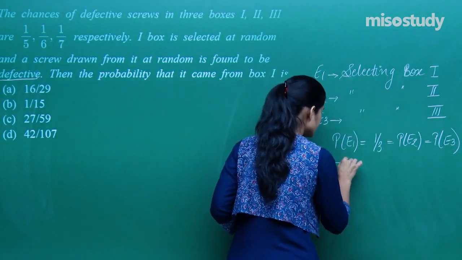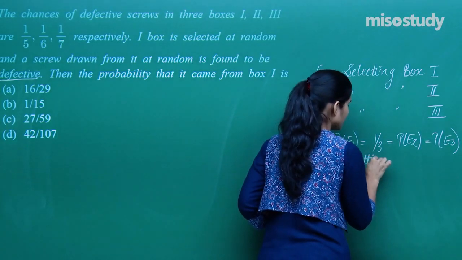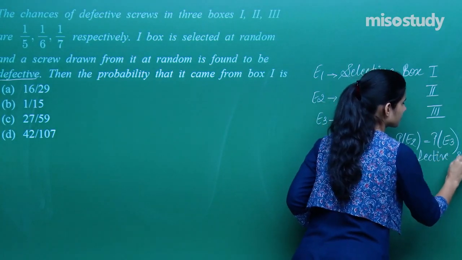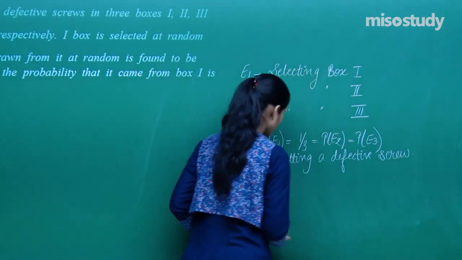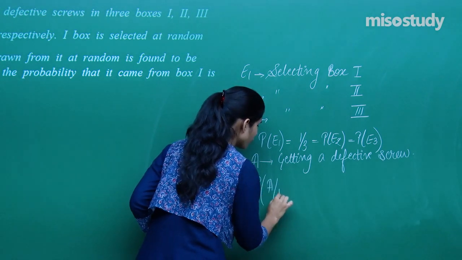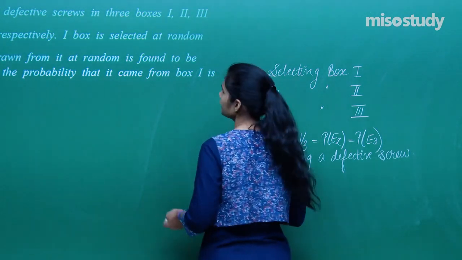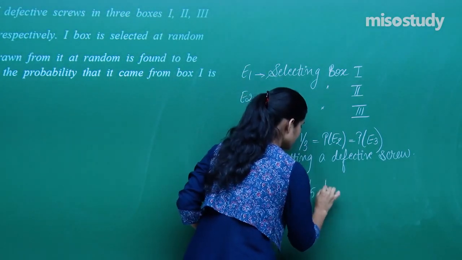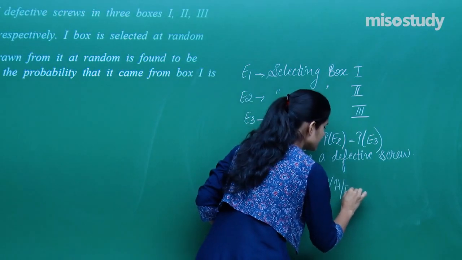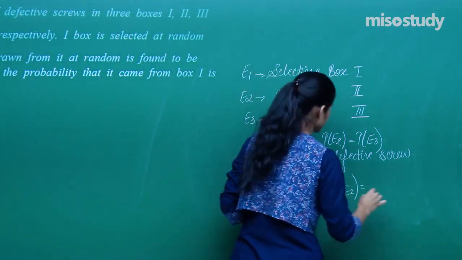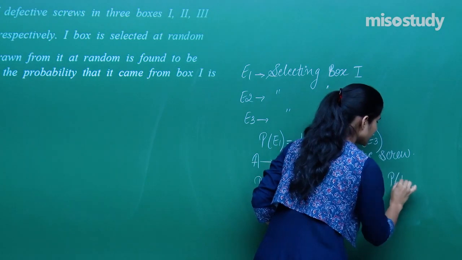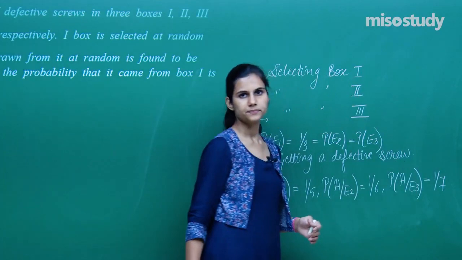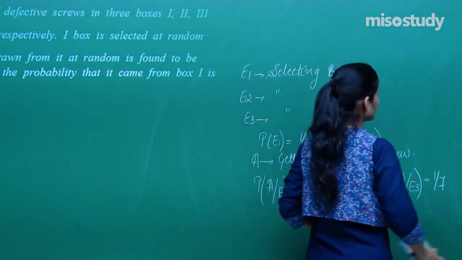Now, what is the probability that you get a defective screw from the first box? See, if I say A is getting a defective screw, then what is the probability of getting a defective screw from the first box? It is given to you that getting a defective screw from box 1 is 1 by 5. Getting a defective screw from the second box is 1 by 6. And getting a defective screw from the third box is 1 by 7. Clear?